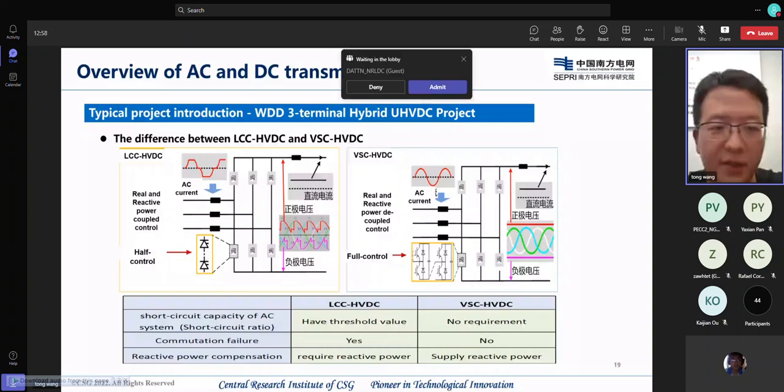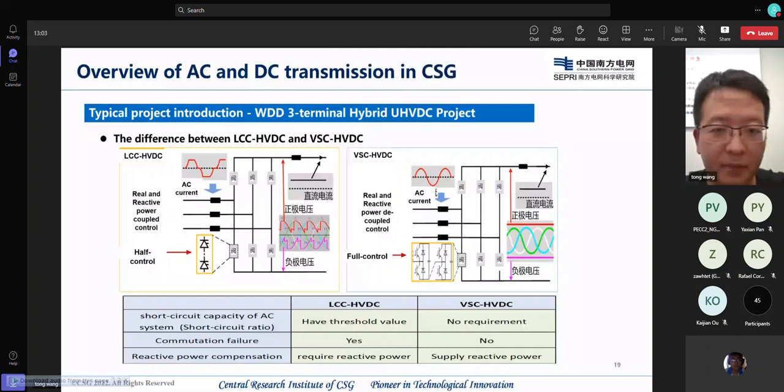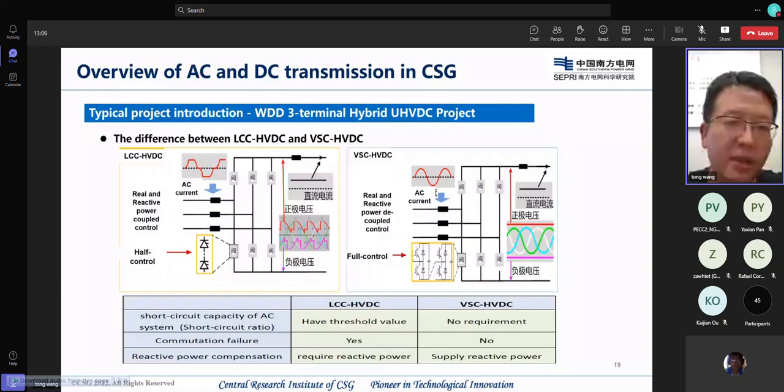So after this, we do another analysis. For the 10th HVDC Wudongde, if we apply LCC, the MIESCR will decrease to 2.12. This is really dangerous. If we apply VSC, the MIESCR will not decrease, and it could also provide some voltage support capability. So it is really helpful for our system.